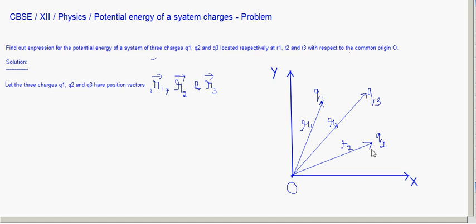We have derived the potential energy for a system which has two charges, so we'll use those equations to find out the total potential energy of the system. Consider Q1, Q2 and write their potential energy. Consider Q2, Q3, write their potential energy, and then Q3, Q1. So we'll write this.